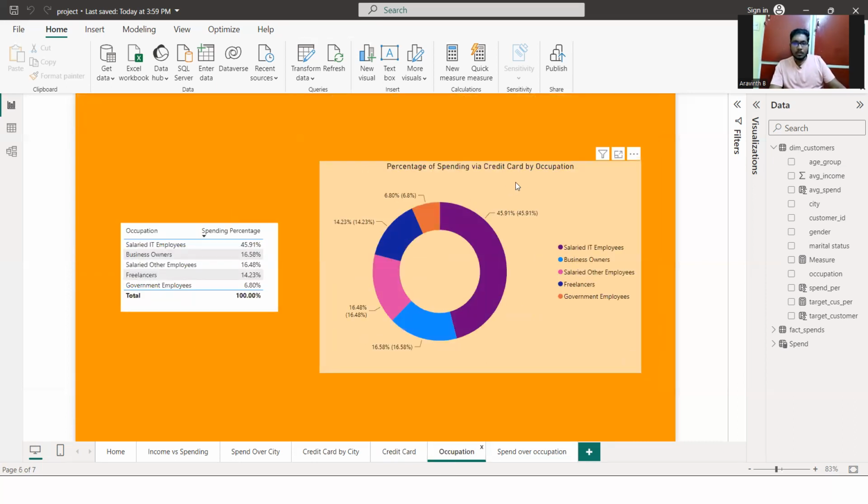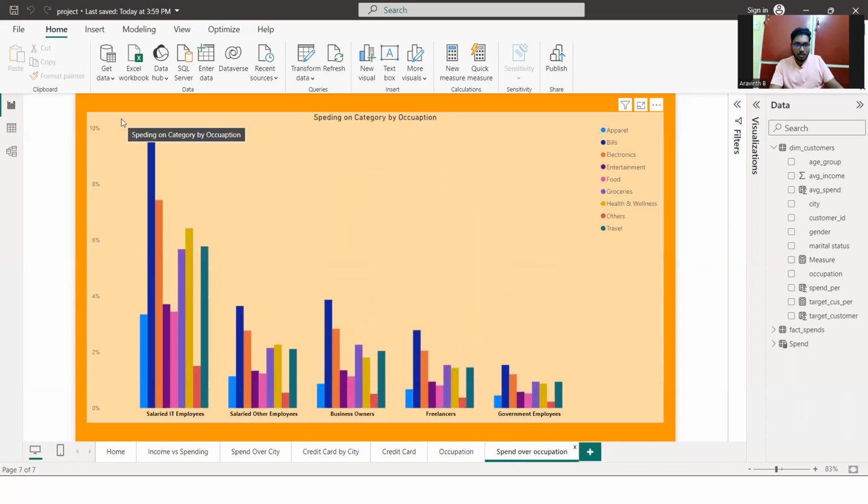Next, looking at which employees are spending via credit card, salaried IT employees are spending more. Next to that are business owners, and salaried other employees and freelancers come last. Nearly 93 percent of credit card spending was by these four occupations. The remaining 7 percent was contributed only by government employees. Our government employees usually earn more, but their spending was always less. It's the usual pattern we follow through this data set.